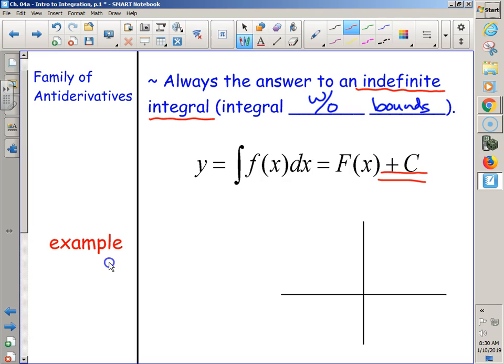So the long story short, if we were to do something like the integral of one that we did yesterday, like 5x to the fourth, you guys remember who or what this antiderivative is?